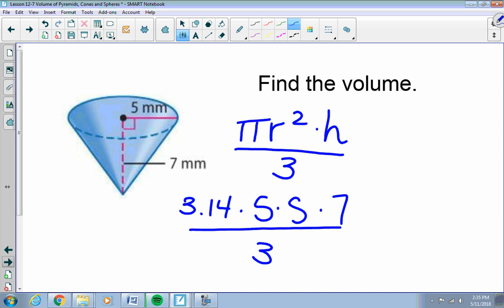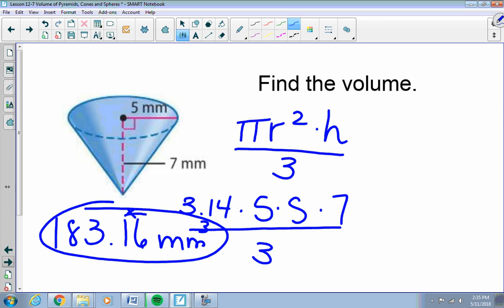So, 3.14 times 5 times 5 times 7 divided by 3. I don't remember what the answer is. 183.16 millimeters cubed. Okay, not too bad, right? Okay, you do one by yourself now.